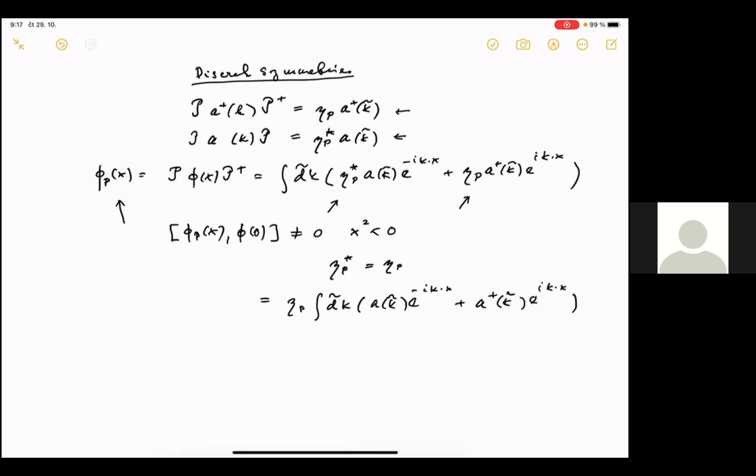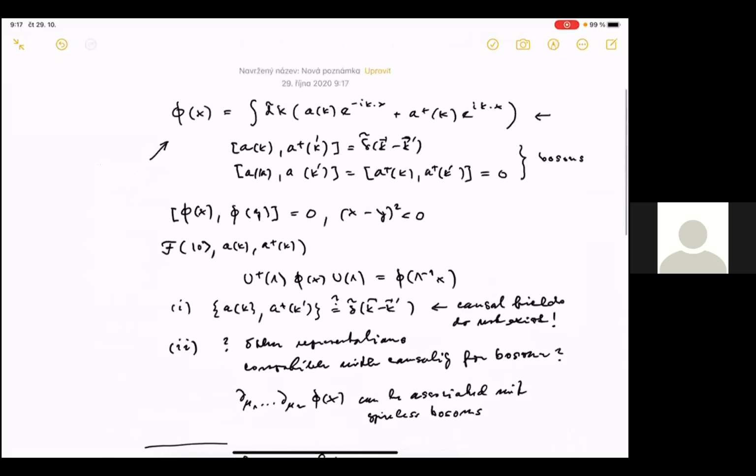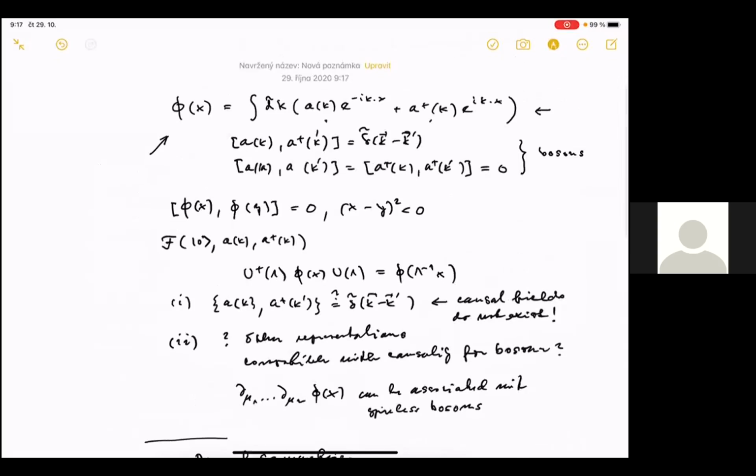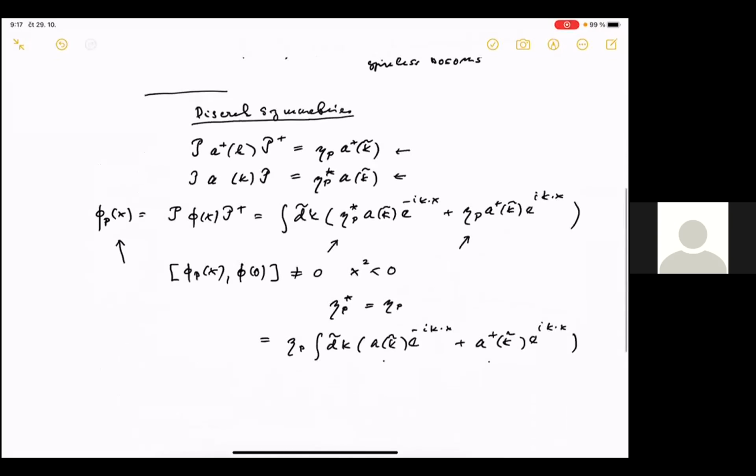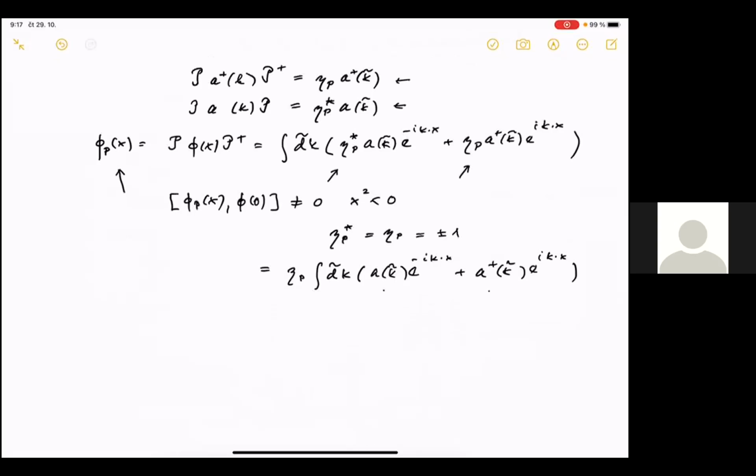This is fine, since the phases of the creation and annihilation operators are the same as in our original expression. The relative phases are the same, and therefore the causality is preserved. So the only possibility is that this pure phase is just plus minus 1. Let us rewrite this final formula in a more convenient form.